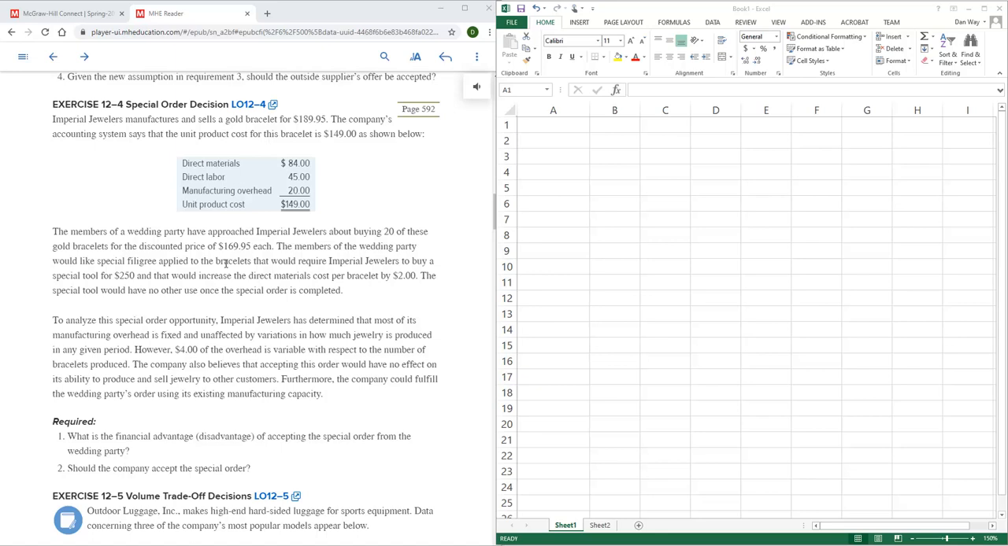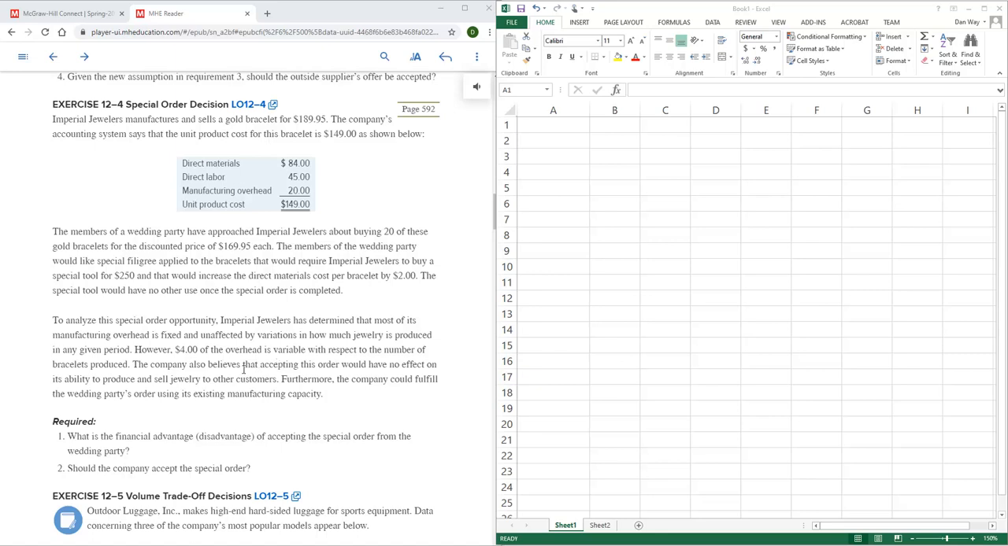They'd like some customization though. That would require buying a special tool at $250 and would increase the materials cost per bracelet by $2 as well. And there'd be no other use for that tool once this particular special order was completed. So to analyze that opportunity, it said Imperial has determined most of its overhead is fixed and unaffected by variations in volume, essentially, but $4 of that overhead is variable with respect to the number of bracelets produced.